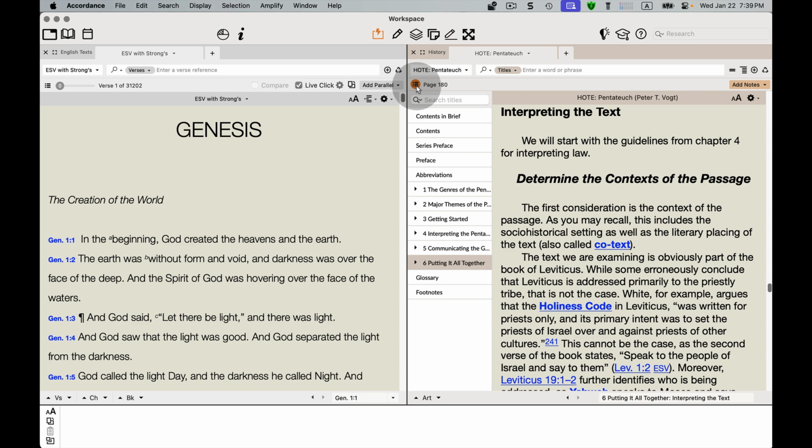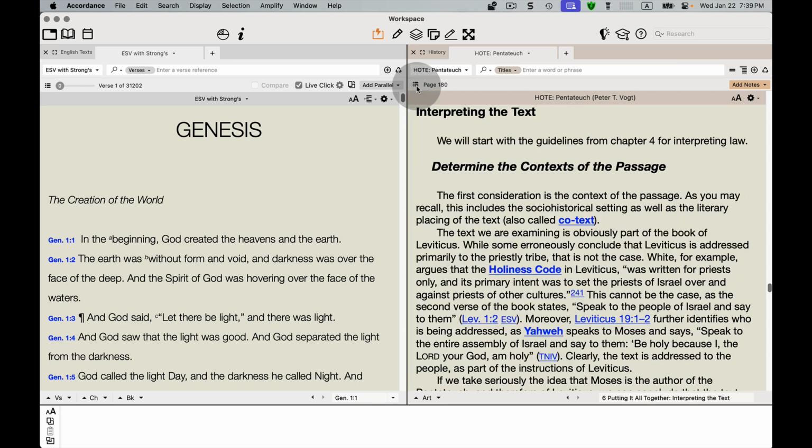So take a look at these works. They're valuable additions to your Accordance library, and they're going to open up all sorts of rich exegetical insights and just really help you study the Bible further. We have volumes for the Old Testament and the New Testament, and just take a look at these and put these excellent volumes to work in your Bible study today.